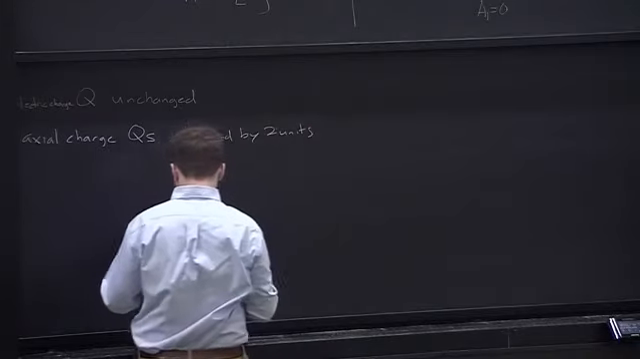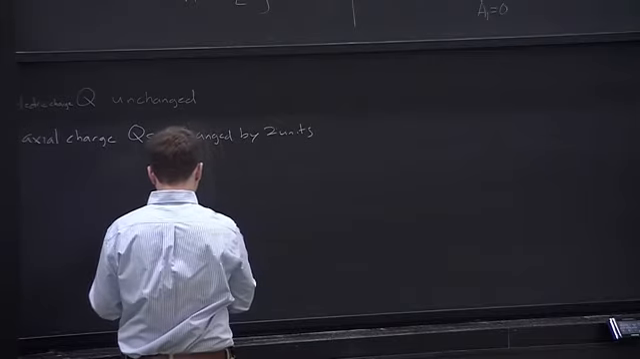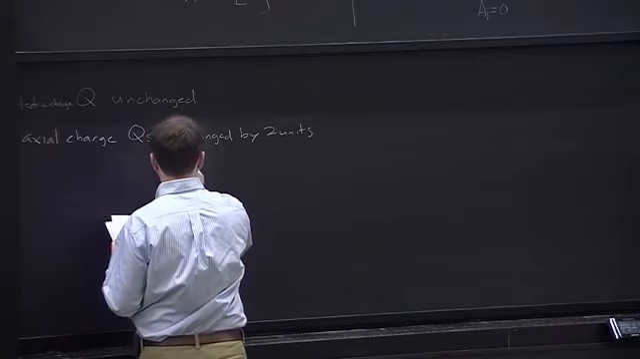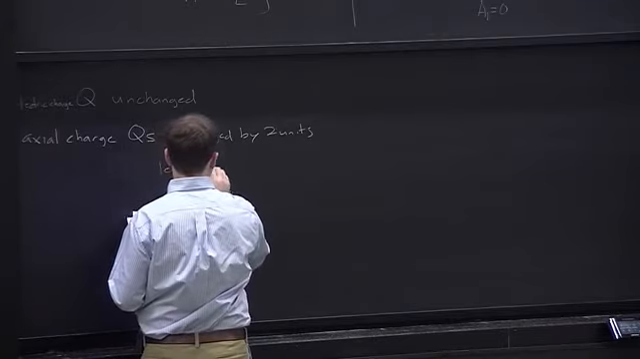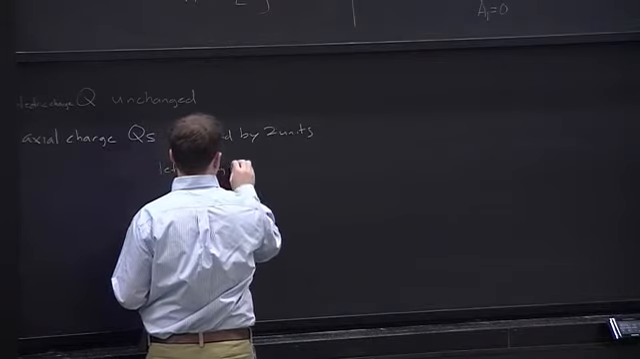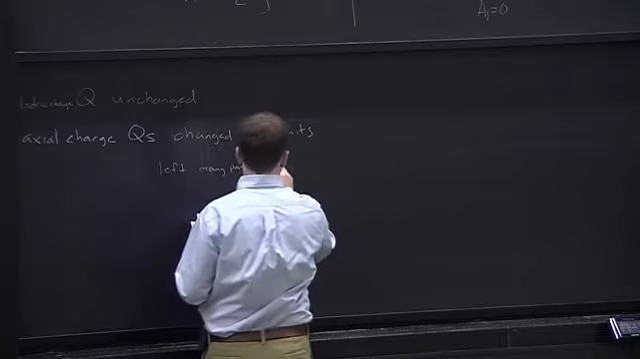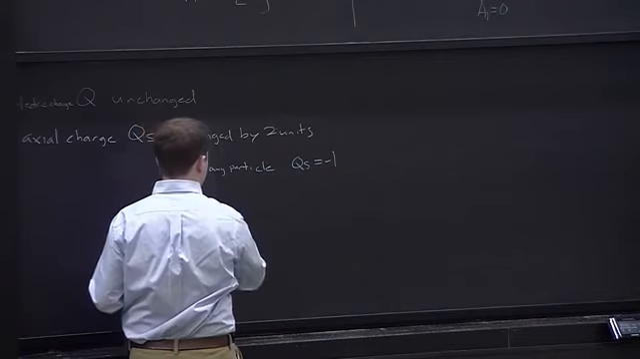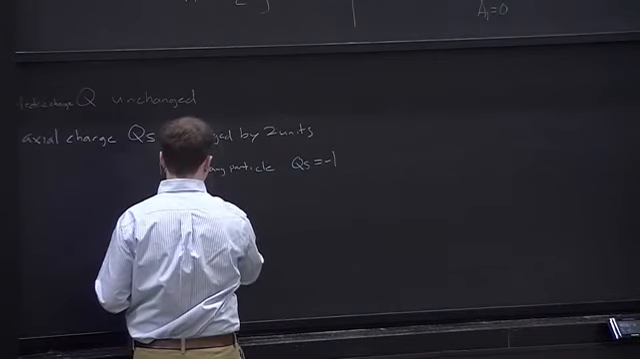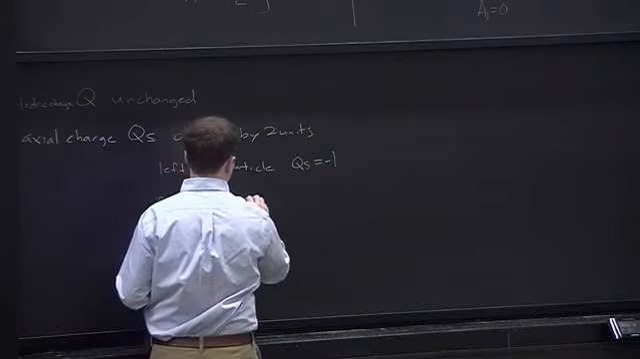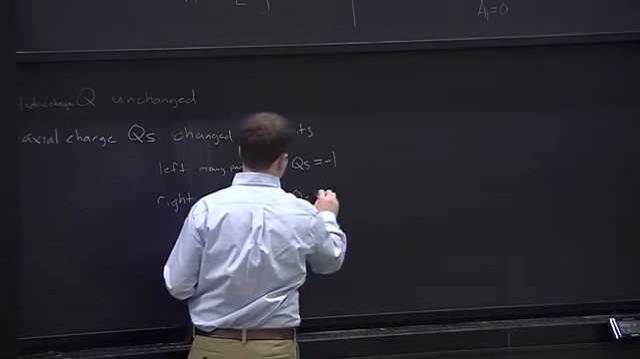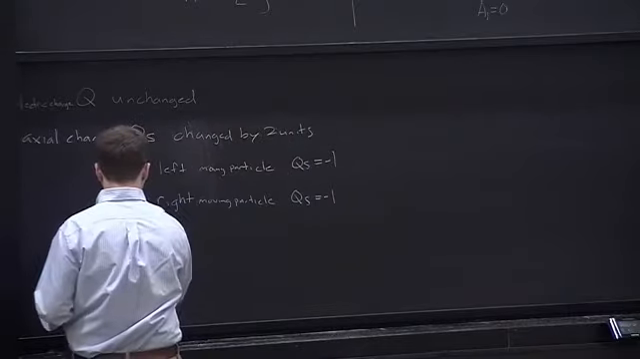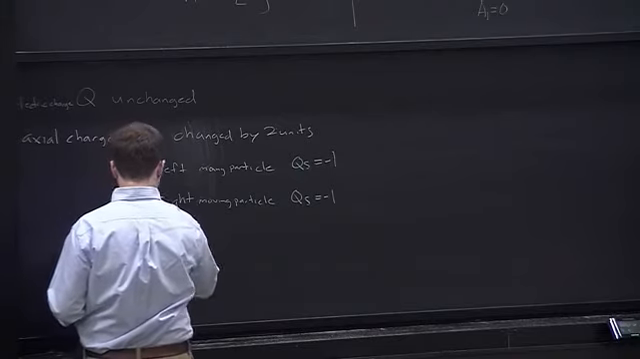And we can see this by, the left-moving particle we can assign to have axial charge -1, and so the right-moving particle will have charge +1, and the right-moving antiparticle then has axial charge of -1. So delta Q5 is -2.